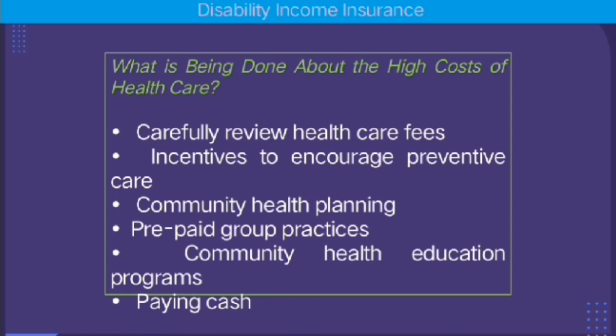Next is the community health planning. Plan healthcare services based on what a community needs to keep everyone healthier at a lower cost. So next is the prepaid group practice. Pay a set amount upfront for medical services so you don't get surprise bills later. So next is community health education programs. Teach people how to stay healthy, which can reduce the need for expensive treatments. Next is paying cash. Some people pay doctors directly, skipping insurance, which can make healthcare cheaper for both sides.